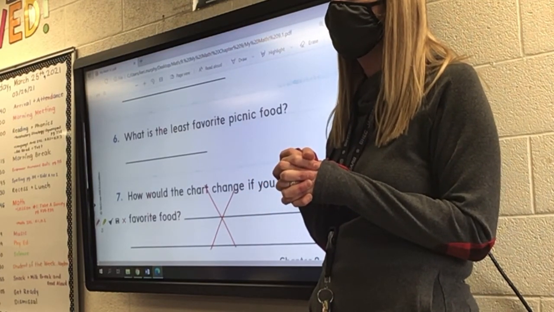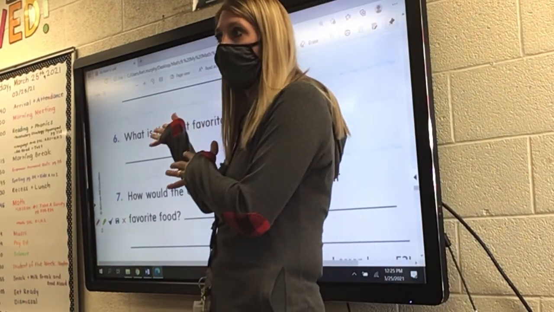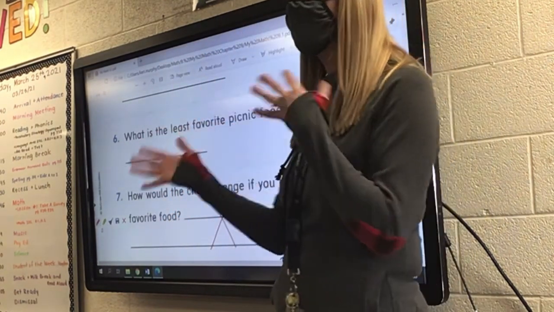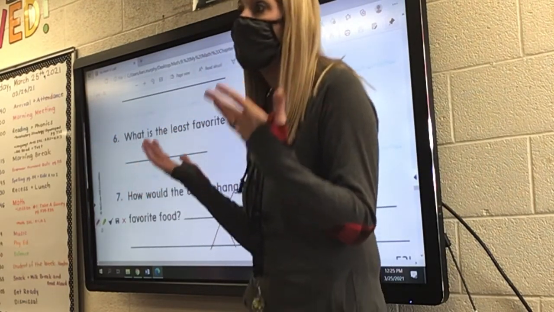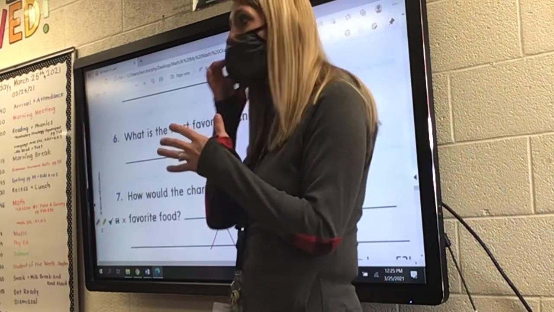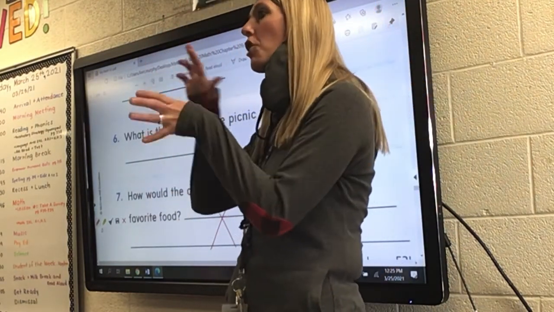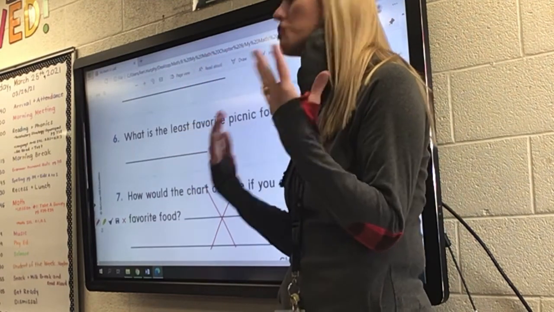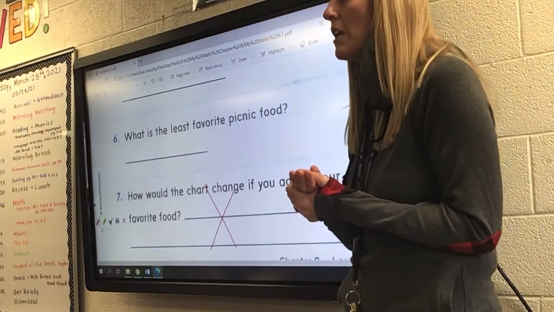It could have been like 10 brats. Yeah, maybe some of the hot dog kids would then change to brats, right? So the numbers on the chart could change. If you add another question or answer or category, your chart numbers could change. So basically your numbers would change.